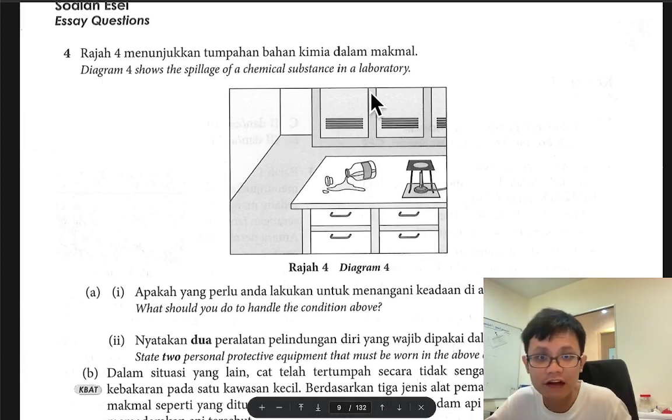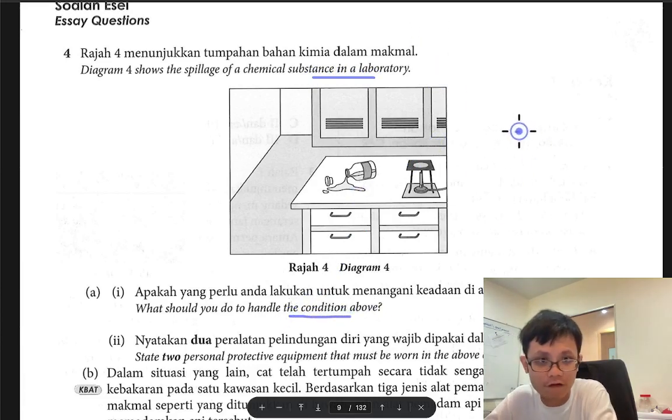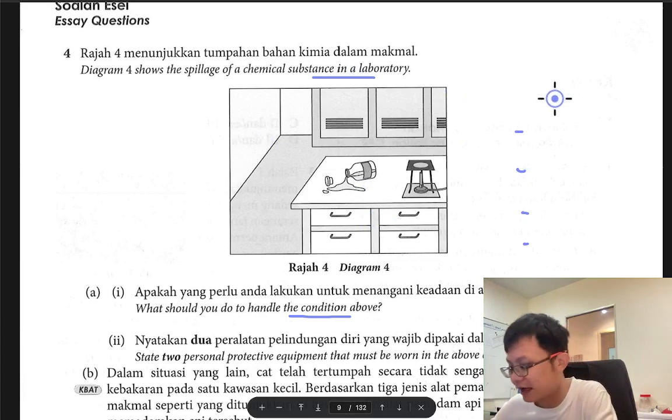Diagram 4 shows a spill of a substance. So something has spilled already. What should you do to handle the condition? There are 4 marks. 4 marks means there are 4 things you need to write down in order to get the marks. So what are the 4 things you need to do?